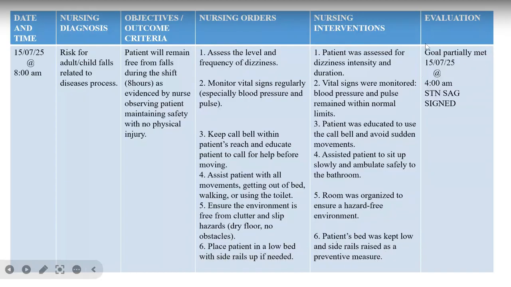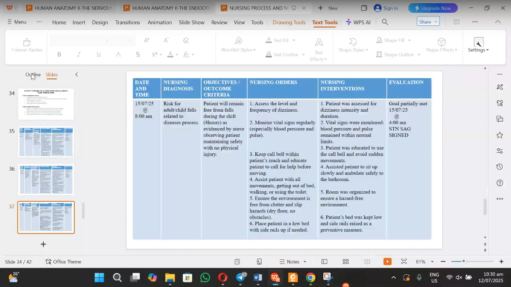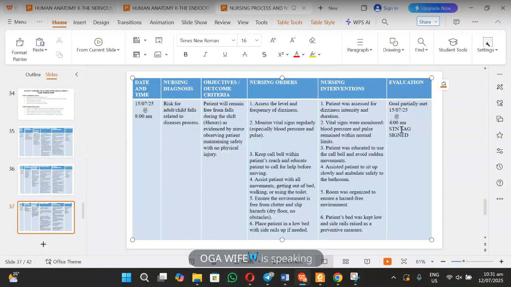Then the evaluation: goal partially met. Usually, anytime you are writing this problem, you do go partially met. Then the 8 hours, when you add the 8 hours to this, let's say 8 a.m., what are you going to get? 4 p.m. Good. So here is supposed to be 4 p.m. Okay, so that is it.